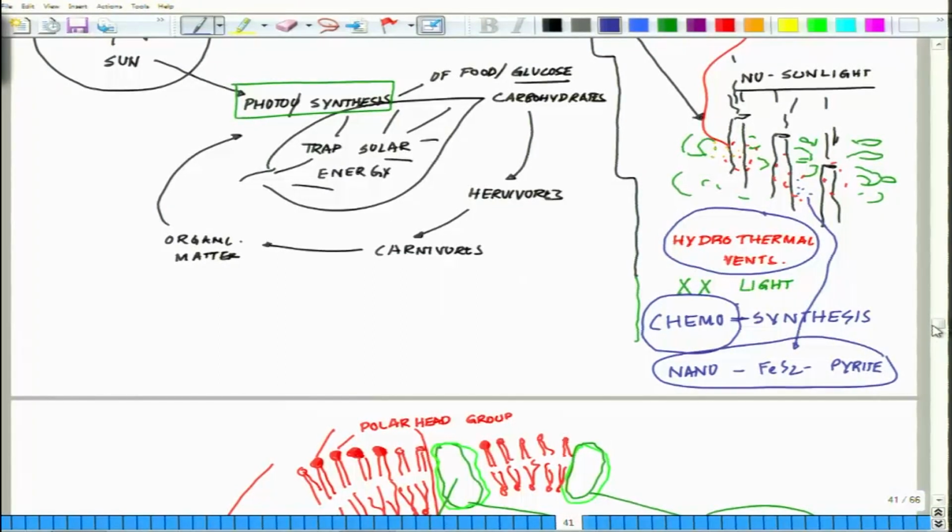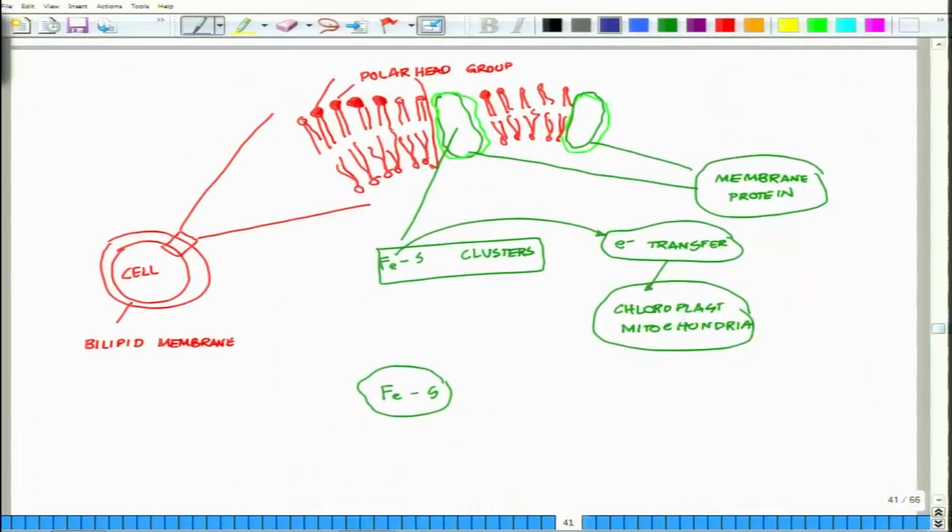Okay. And the third thing is, most of our current day cells have a lot of these iron sulfur clusters which are involved in short and long range electron transport. Now, the remark we are making is that iron sulfur complexes or iron sulfur compounds play a critical role in our day-to-day life.